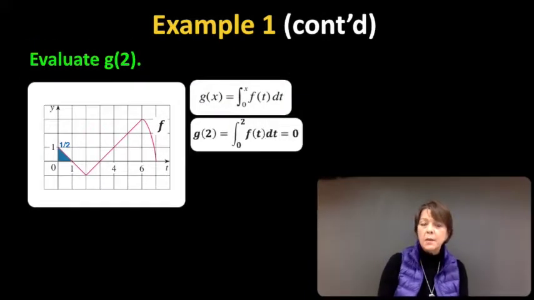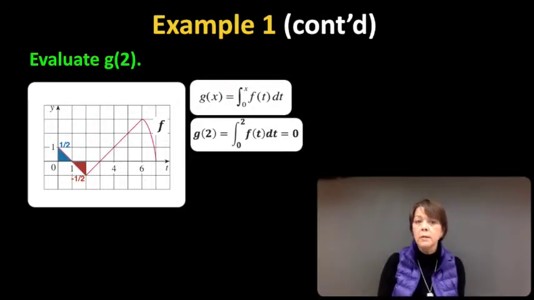G of 2 is equal to the integral from 0 to 2 of f of t dt. Therefore, the area is equal to 0 because the positive 1/2 area above the x-axis cancels with the negative 1/2 area below the x-axis. So 1/2 plus negative 1/2 is equal to 0. So the integral is equal to 0.